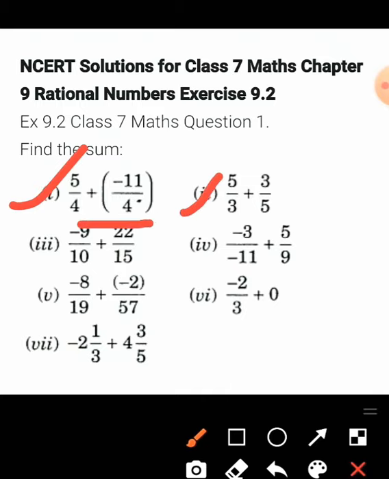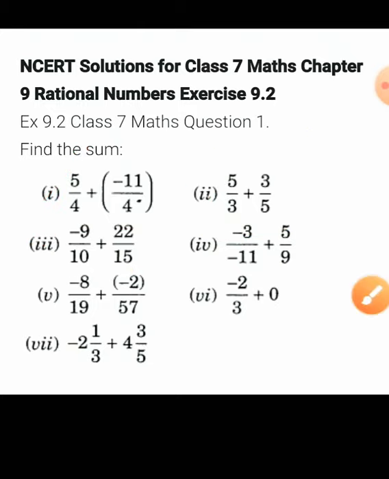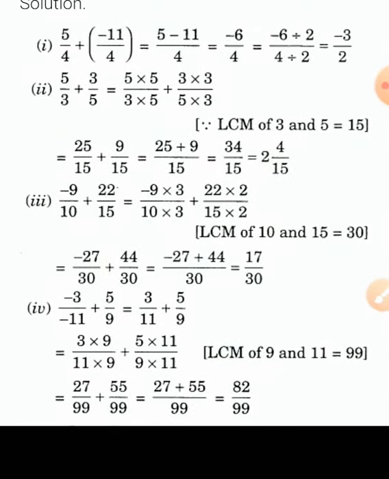Second one is 5 upon 3 plus 3 upon 5. Both are positive rational numbers, so for the second one you will directly take LCM and add. Then the third one is minus 9 upon 10 plus 22 upon 15. Okay, so these are your questions. Now one by one we will see the solution part of this. Let us move ahead with the solution part.